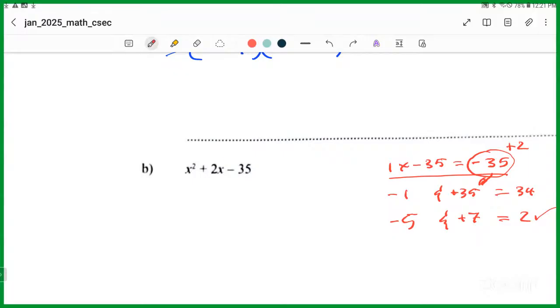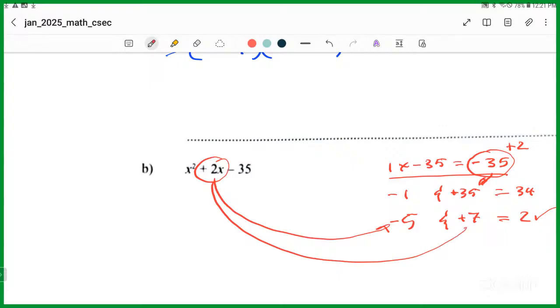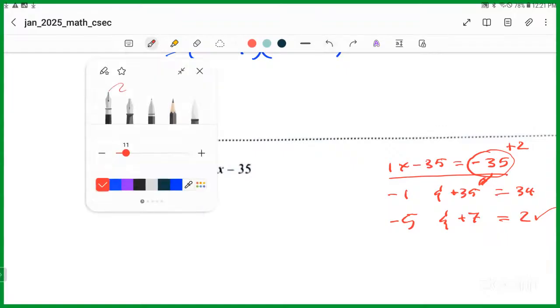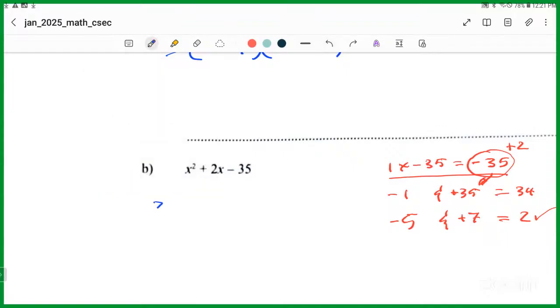Means that we're going to split this 2x into minus 5x and 7x. Alright? That is it. So this now becomes x squared minus 5x plus 7x. Also split this into minus 5x plus 7x. Could I put the 7x in front? And then minus 35 here. There are 4 terms. We're going to factorize by parts.